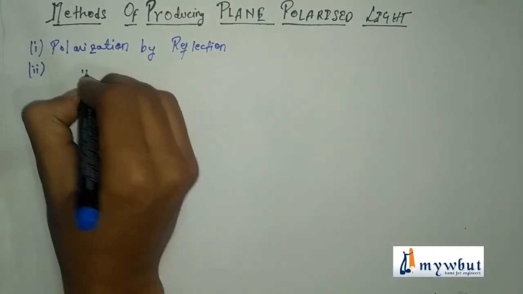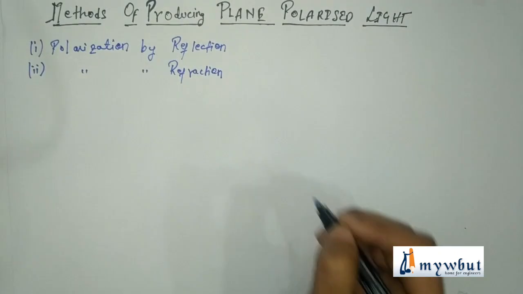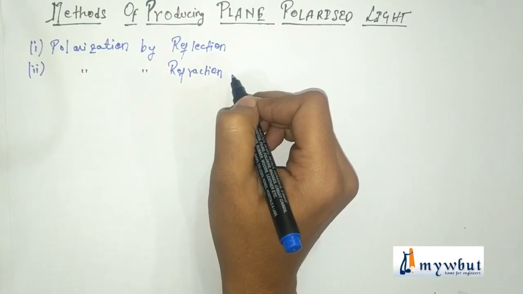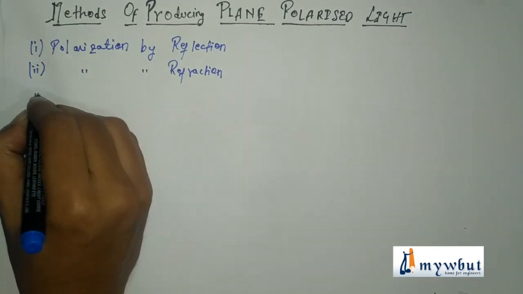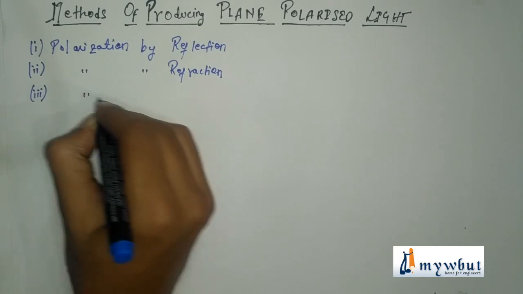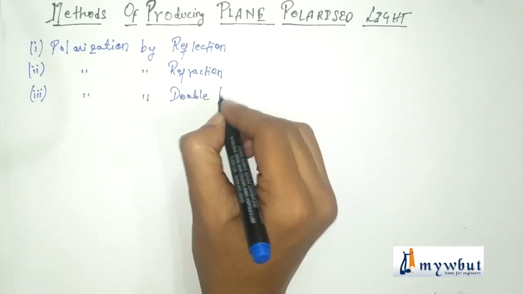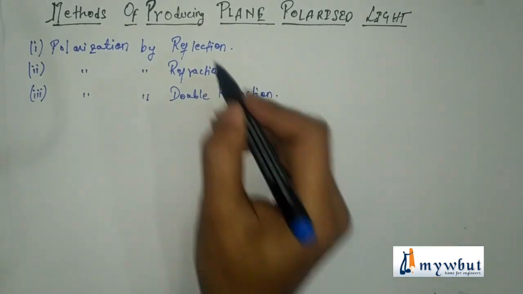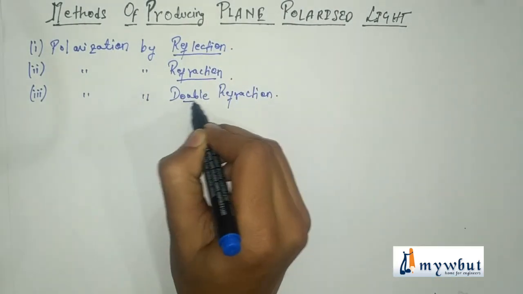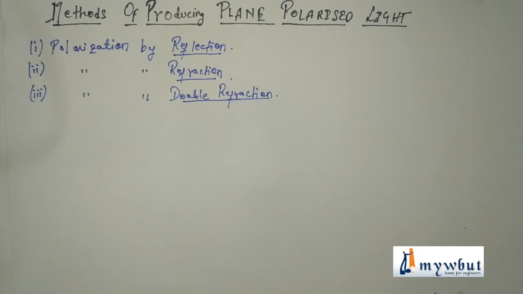Number two is polarization by refraction. This is the second one, in which we will be studying law of Malus. And number three is the polarization by double refraction, in which we will be studying ordinary and extraordinary rays. So these are the three basic methods for producing plane polarized light that are in our syllabus.